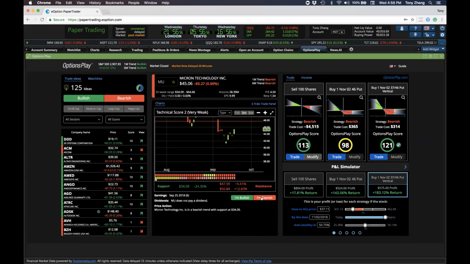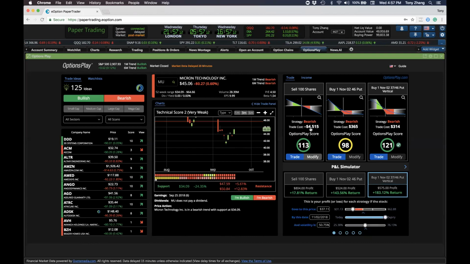So here, instead of selecting I'm bullish, I'm going to select I'm bearish on Micron. Now we're going to have 3 bearish strategies. This is designed to show you what you would get if you shorted the stock, what you would get if you bought a put option, and what if you bought that put vertical. This is that debit spread that we're talking about.